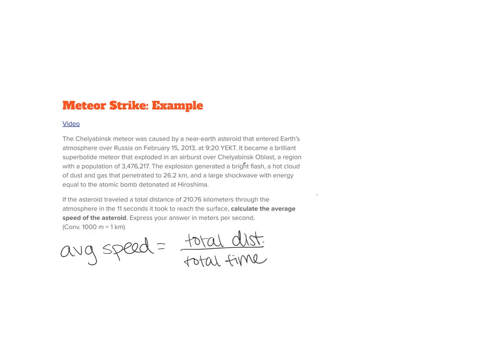But first, let's think about the numbers that we need. So we need our distance, we need our time. There was a lot of information here. We don't need all that information. What we do need is this distance of 210.76 kilometers through the atmosphere in the 11 seconds. So we need that distance, we need that time, okay? So I'm gonna plug them in. That's gonna be 210.76. And I'm going to include the units, and I'm going to explain why in a second. Over my total time, that's 11 seconds.